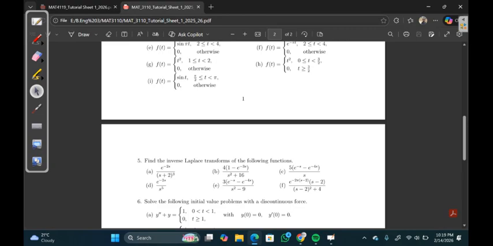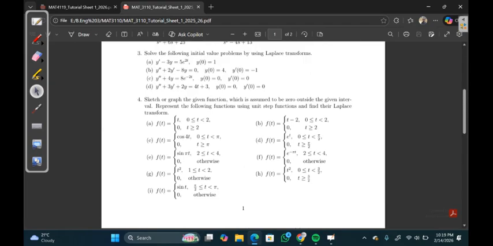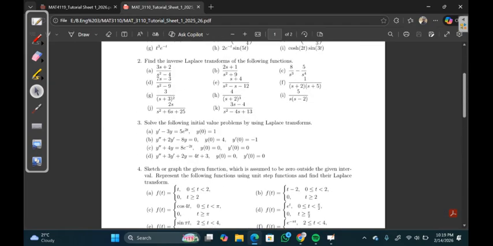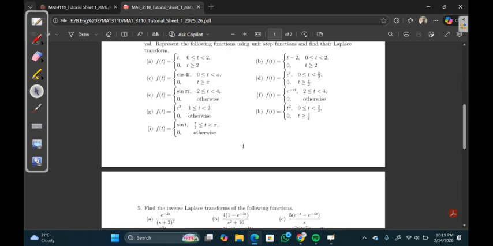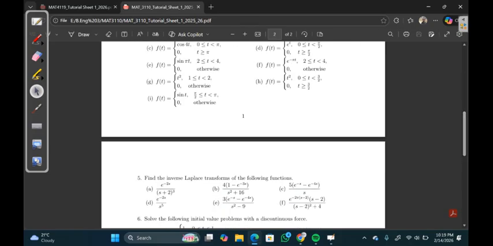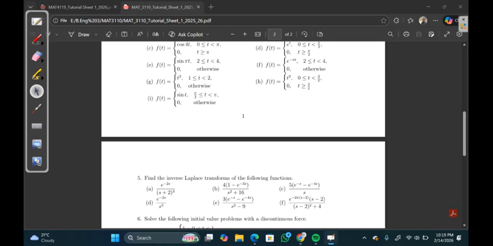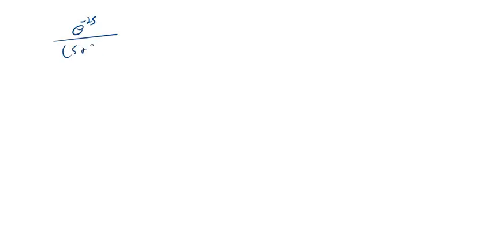So honestly, because I've talked about the inverse on question 2, and I just did question 4, question 5 is just a reverse of what I just did, just like I did on question 3. Okay, let me pick question 5a, that is e to the minus 2s divided by s plus 2, then to the power 3, like this.